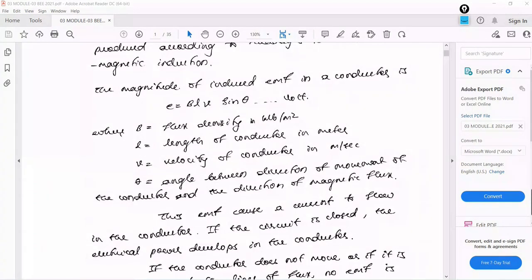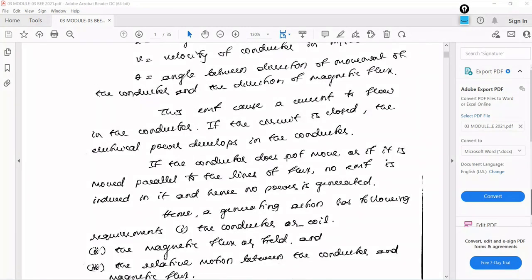E equals B L V sin theta. In your PU level you might have heard about this. E is the EMF induced in the conductor. B is the flux density in Weber per meter square. L is the length of the conductor in meters. V is the velocity of the conductor. Theta is the angle between the directions. The induced EMF will cause current to flow when the path is completed. This is for the generation point of view.